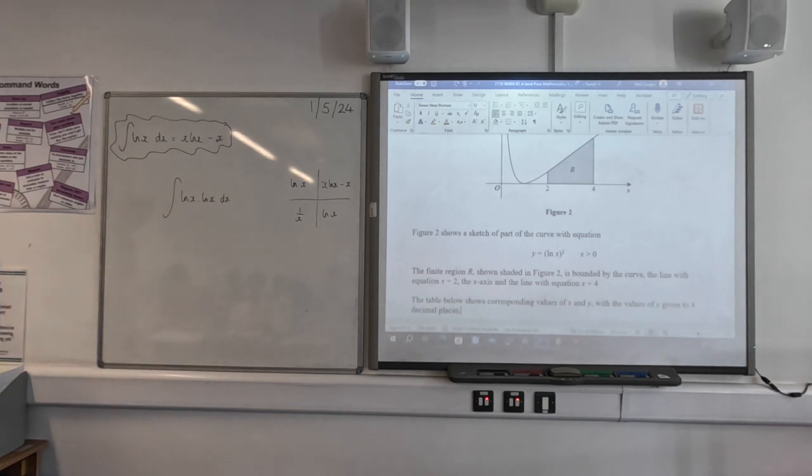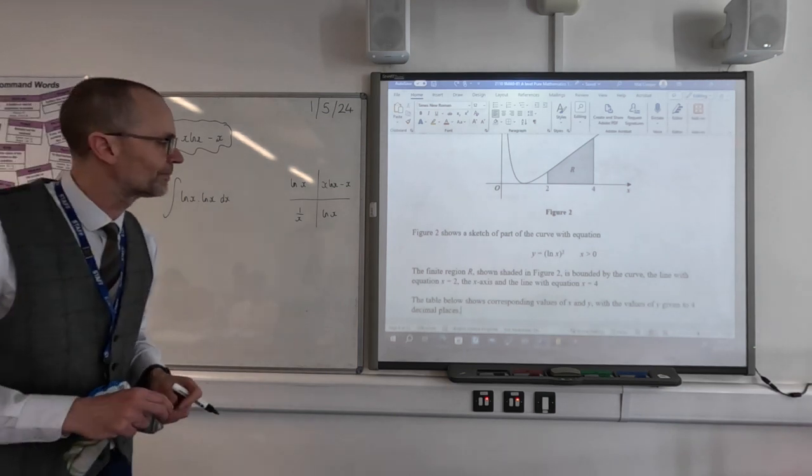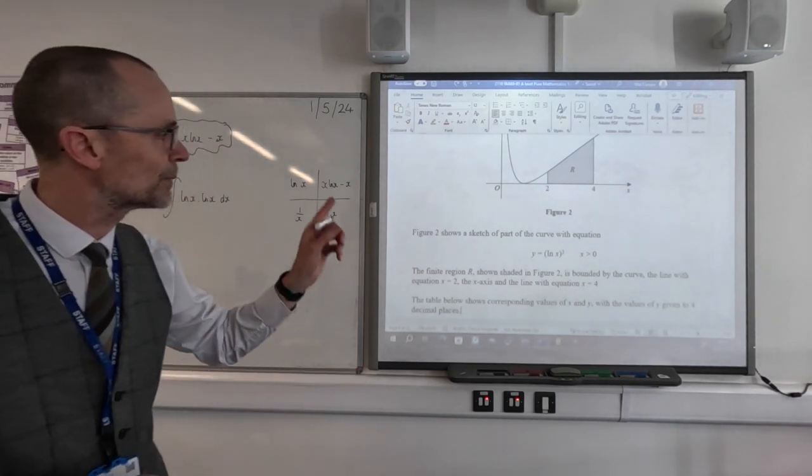Okay, you're on your own now. This is a little bit fiddly, but see if you can use integration by parts from the formula sheet, same page as the trapezium rule, and get me an answer. Okay? Don't forget we're then substituting in 2 and 4.